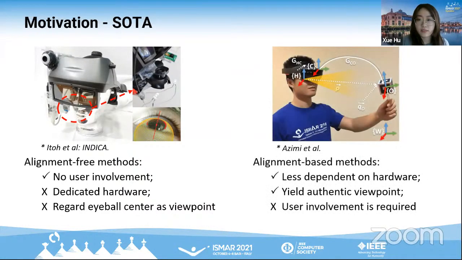By contrast, the alignment-based methods require users to collect virtual-to-real correspondences by manual alignment, from which the authentic viewpoint-related information can be decoded for projection correction. Despite the user involvement, they are more implementable for commercial AR headsets due to their lower dependency on hardware. Therefore, in this work, we focus on the alignment-based methods.